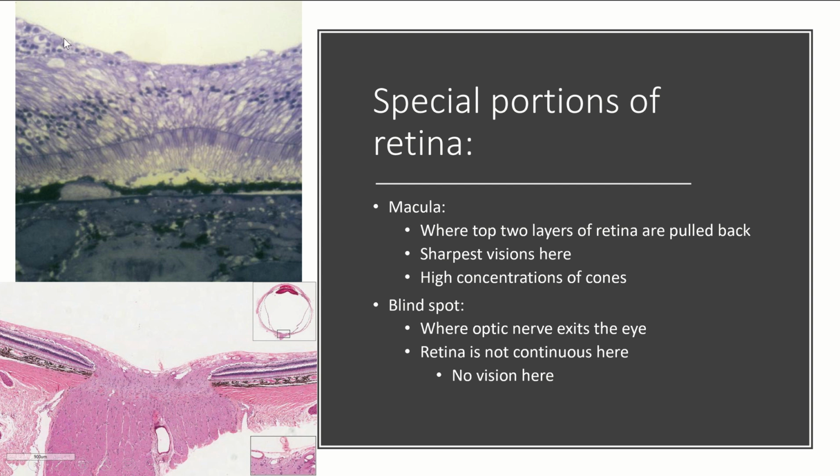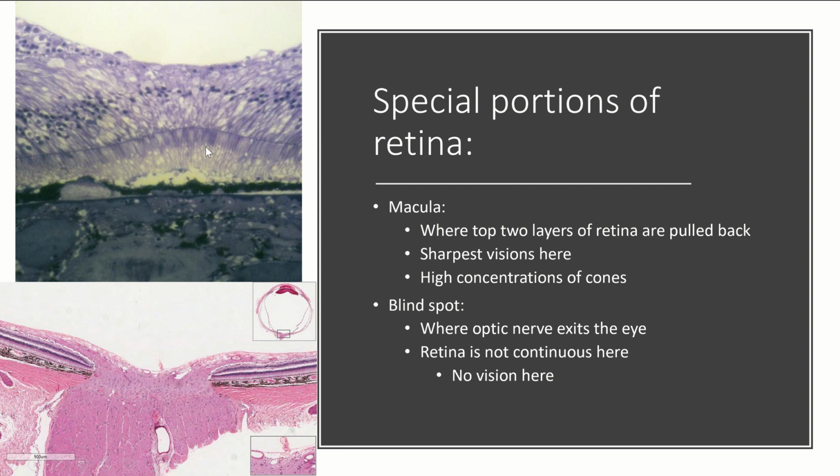Okay, and so that's why you have this kind of divot: the top two layers are being pushed out of the way, so the light directly hits those rods and cones, because that's the photosensitive portion, right? And so this is where you have the sharpest vision in your eye. So if I'm focusing on something really close, I am focusing that light coming from that object directly to my macula.